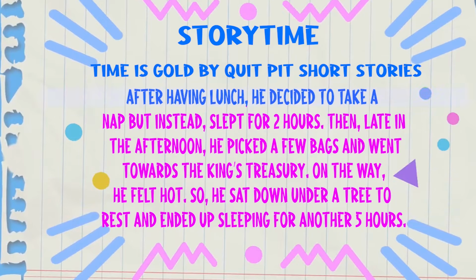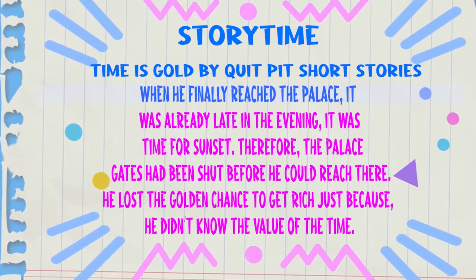Give me lunch first." After having lunch, he decided to take a nap, but instead slept for 2 hours. Then late in the afternoon, he picked a few bags and went towards the king's treasury. On the way, he felt hot, so he sat down under a tree to rest and ended up sleeping for another 5 hours. When he finally reached the palace, it was already late in the evening. It was time for sunset. Therefore, the palace gates had been shut before he could reach there.